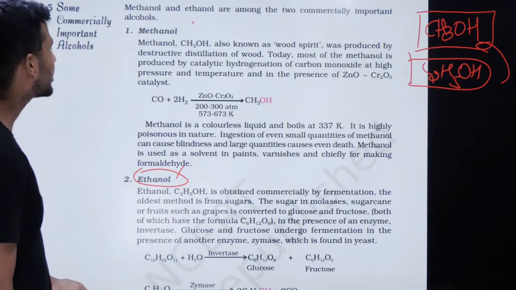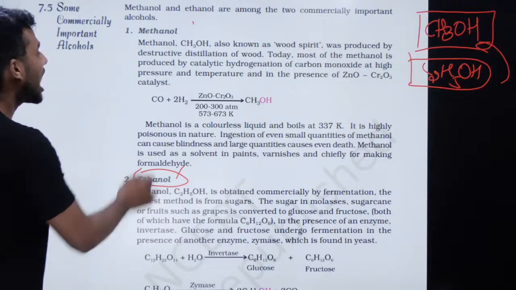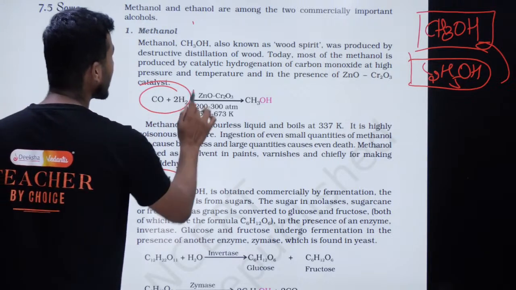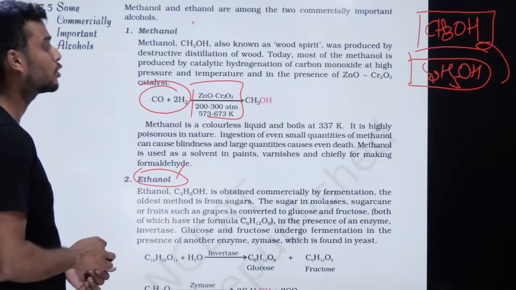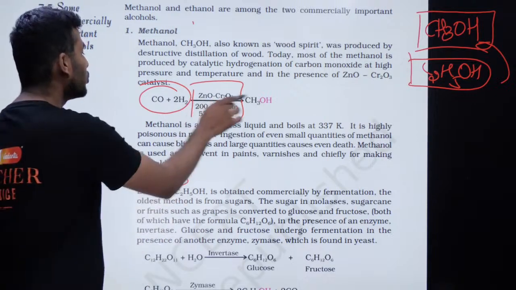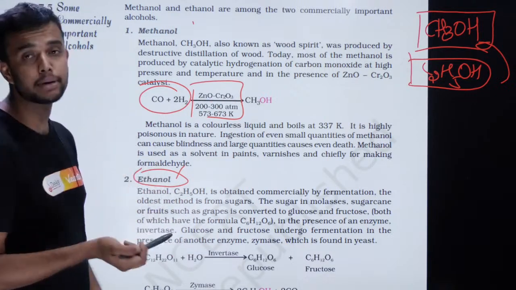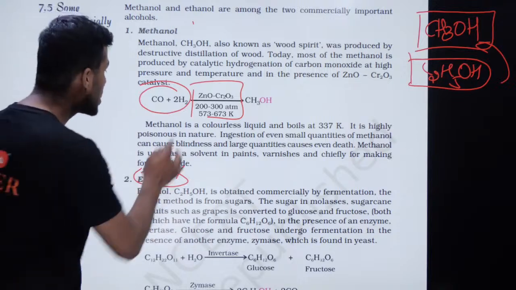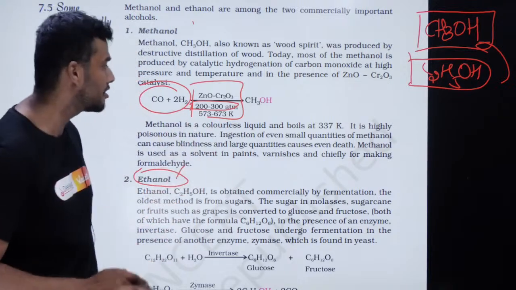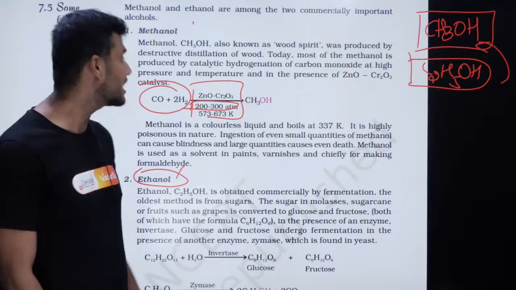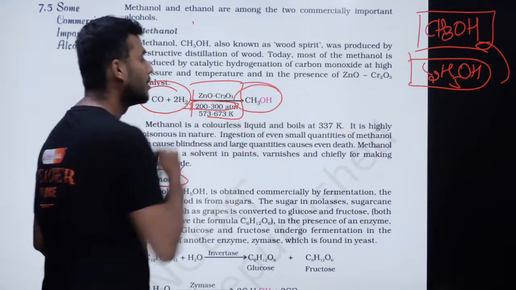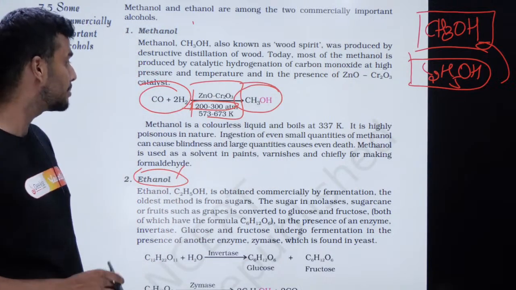How is methanol prepared? Carbon monoxide undergoes reduction in the presence of zinc oxide and chromic oxide, ZnO/Cr2O3, at high temperature and high pressure, 200 to 300 atmospheric pressure and 573 to 673 Kelvin. Then we can easily obtain methanol.